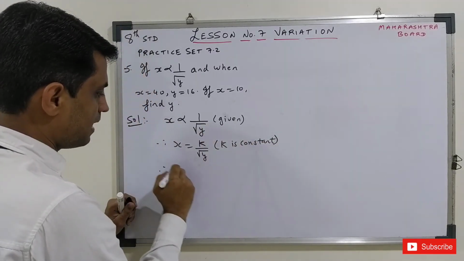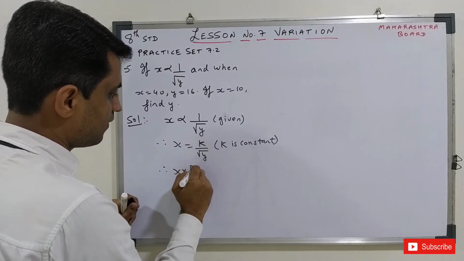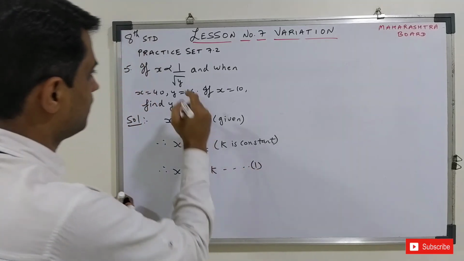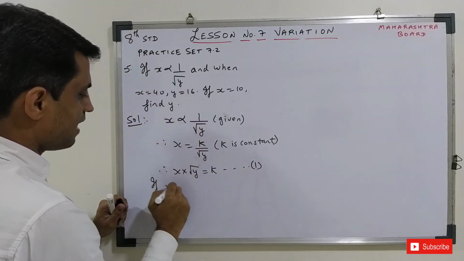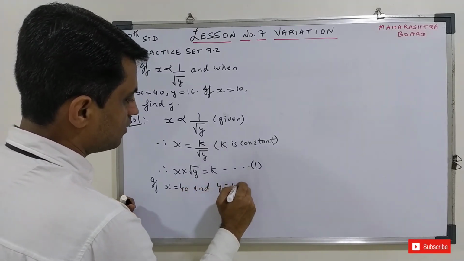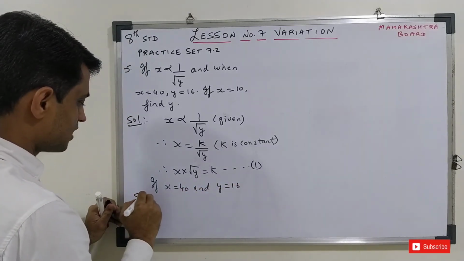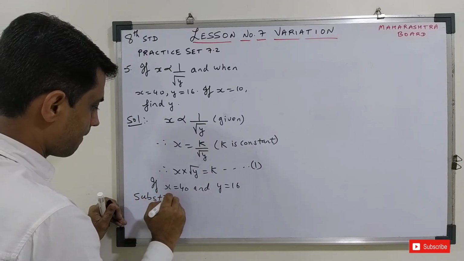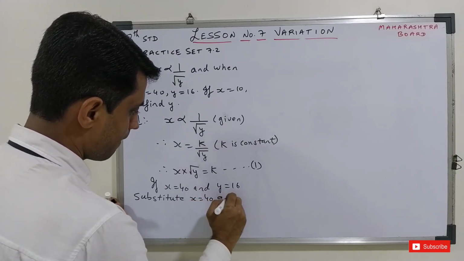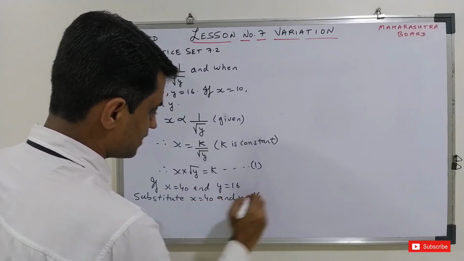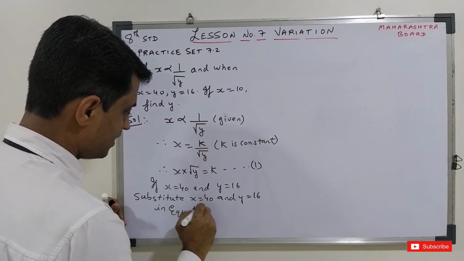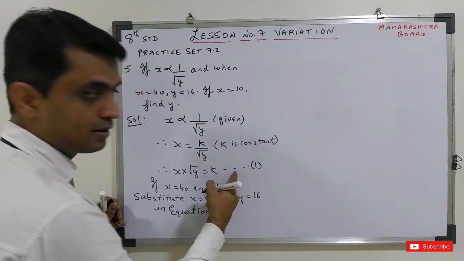Now cross multiply: x into root y is equal to k. This we will write as statement number 1. Now if x is equal to 40 and y is equal to 16, substitute x is equal to 40 and y is equal to 16 in which equation? In equation number 1 here.